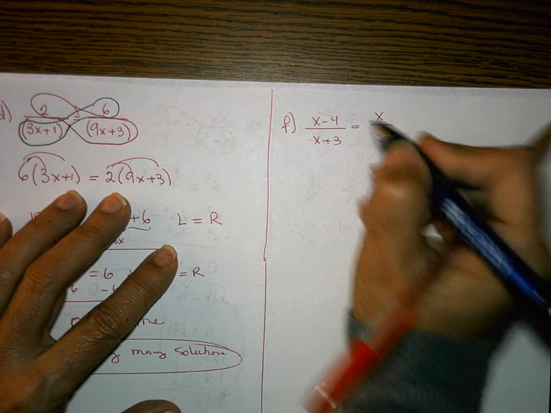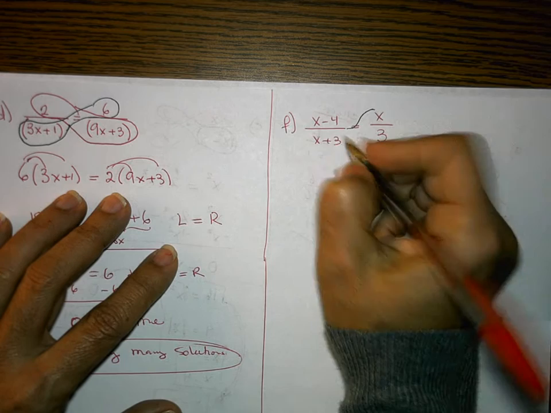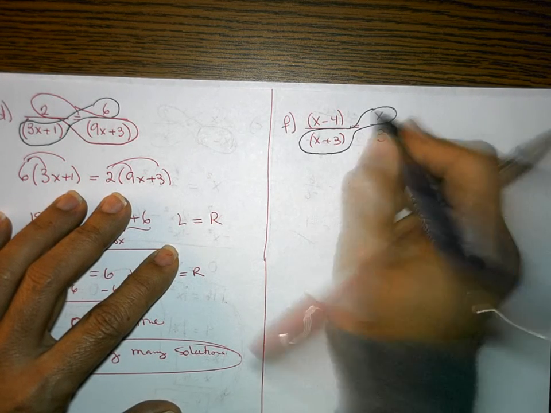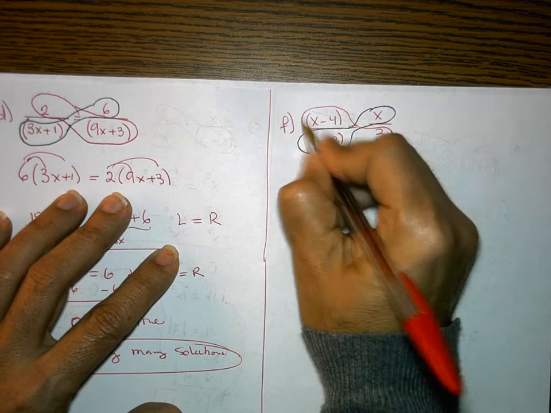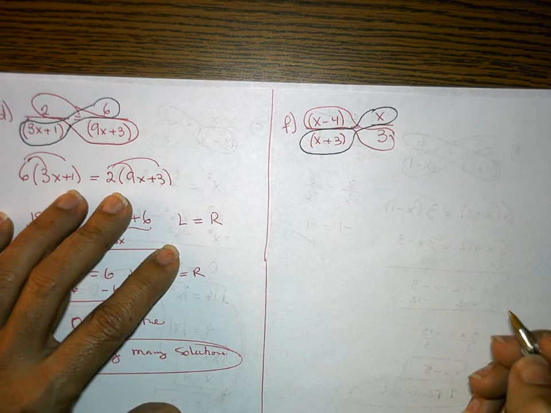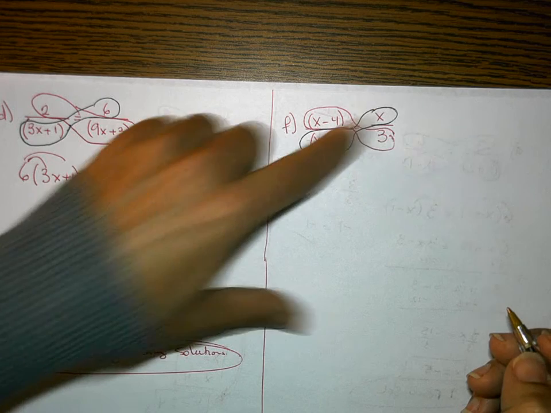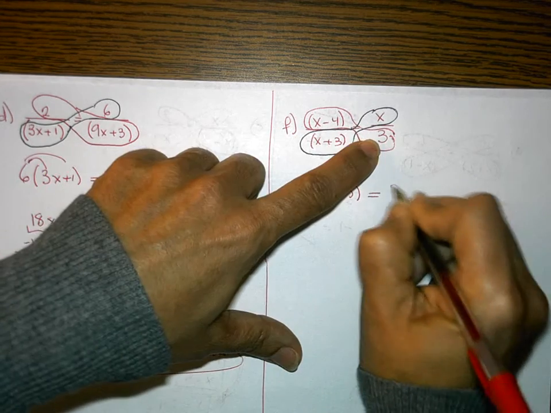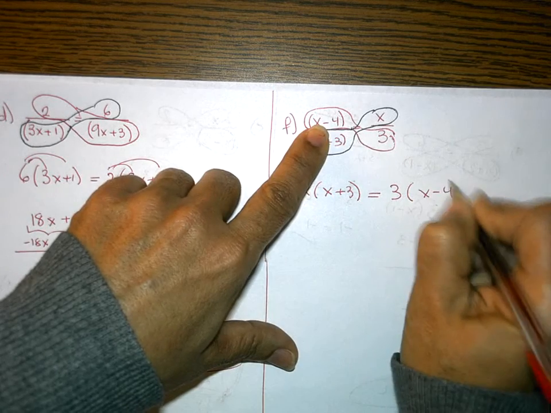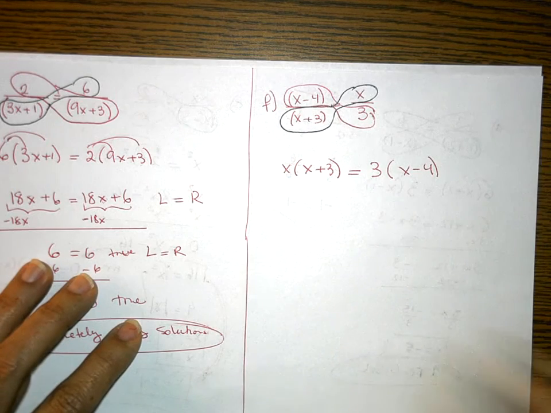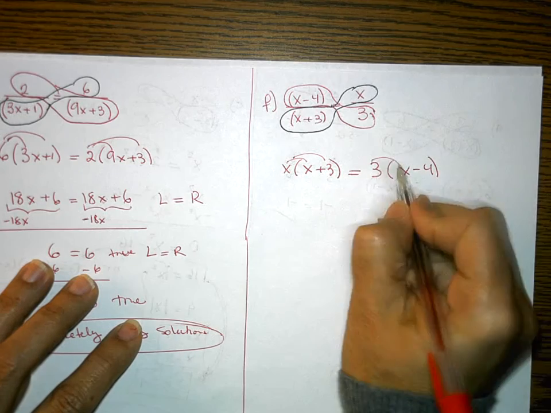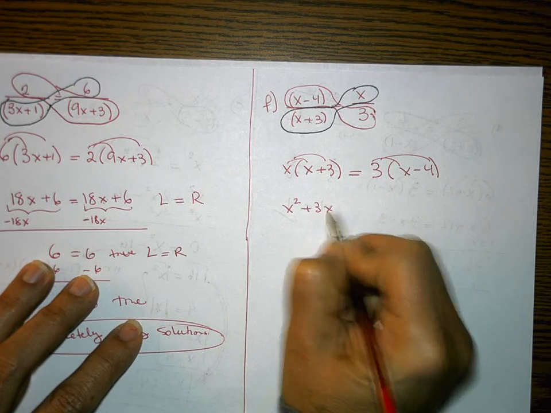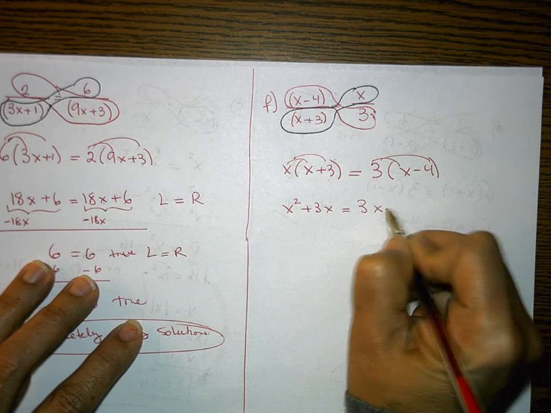All right, so let's cross multiply. Let me put them in groups: x times x plus 3, and then 3 times the quantity of x minus 4. It really doesn't matter which side you put things. I'm going to go ahead and do x times x plus 3 equals 3 times the quantity of x minus 4. All right, so go ahead and distribute on both sides. That's the distributive property. We get x squared plus 3x. Here we get 3x minus 12.